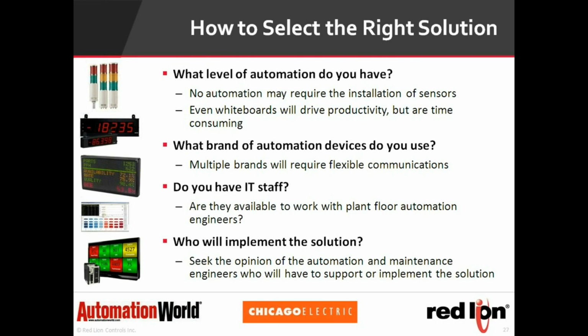The solution in a lot of cases might just be a simple photo eye and a counter to actually retrieve that data. Also, as I mentioned earlier, think of the brand of automation devices that you have. Is it all Allen Bradley? Is it all Siemens? Is it all Mitsubishi? Or do you have a lot of different products?